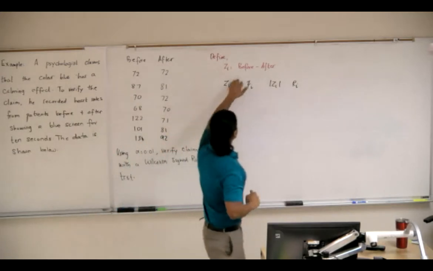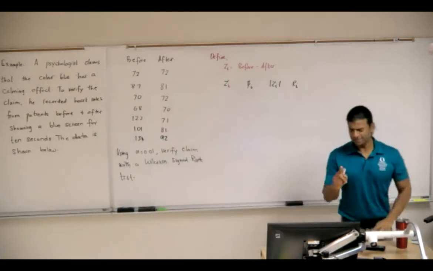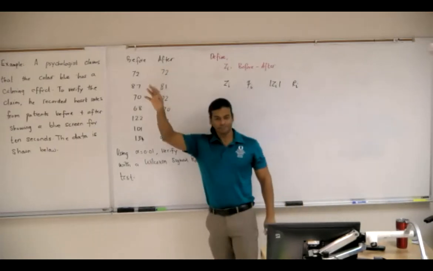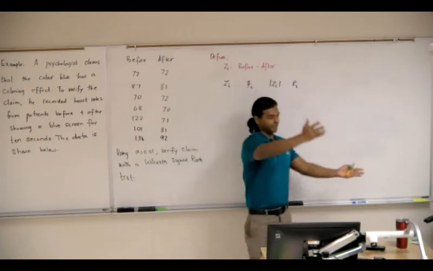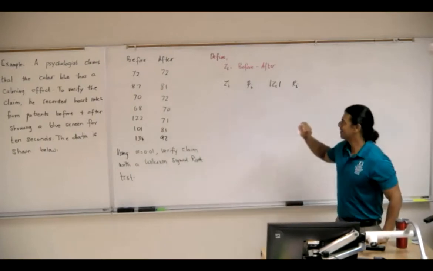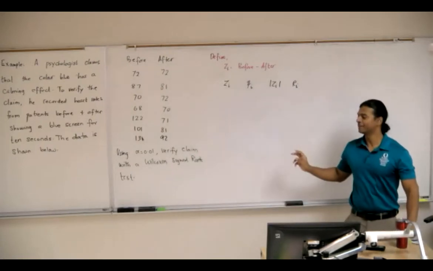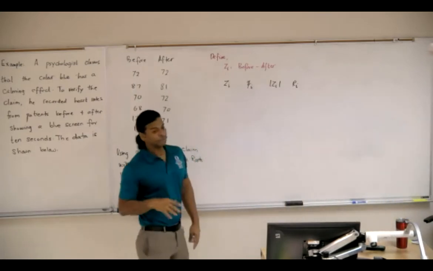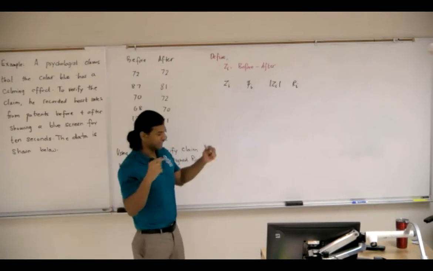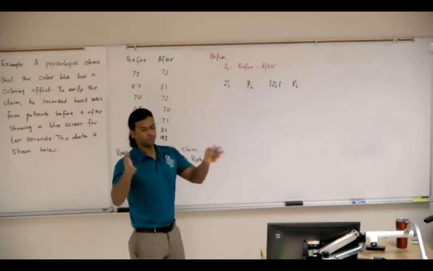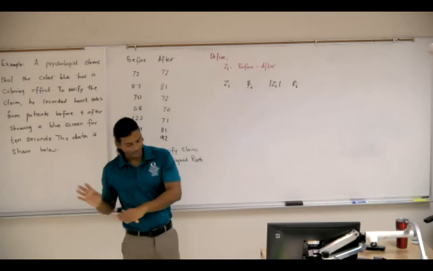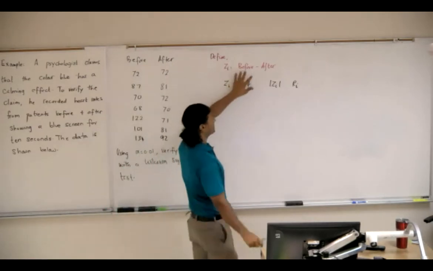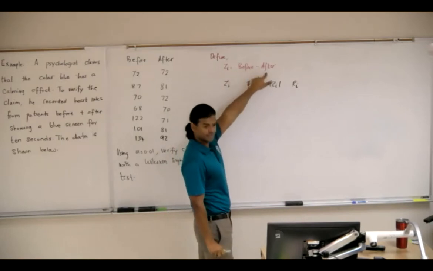So we'll see. Before minus after. Typically, I said last time, we'll do post minus pre. Now, because of the nature of this data, if I did post minus pre, it would end up with a left tail test. But we did a left tail test last time, so I want to do a right tail test. So I'm going to define it as before minus after.